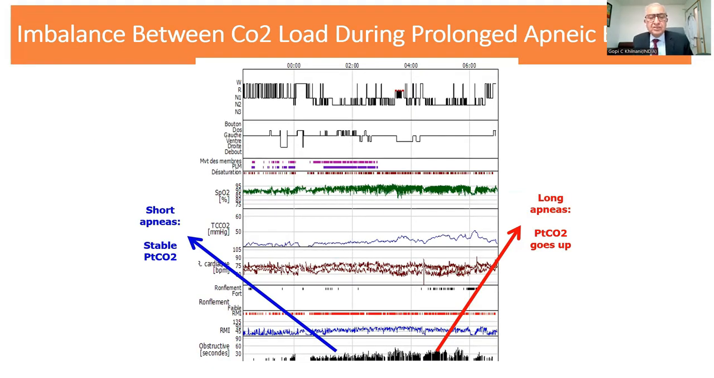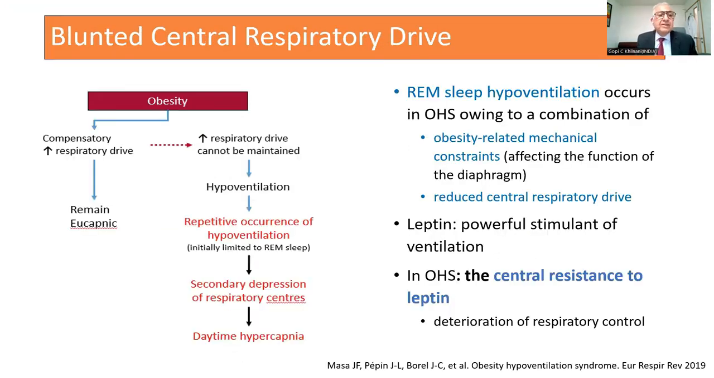So, as you can see, if there is a short apnea, the CO2 does not rise. When the apnea is longer, the CO2 will go up, and this is the hallmark of obesity hypoventilation syndrome. So the hallmark is a blunted respiratory drive.